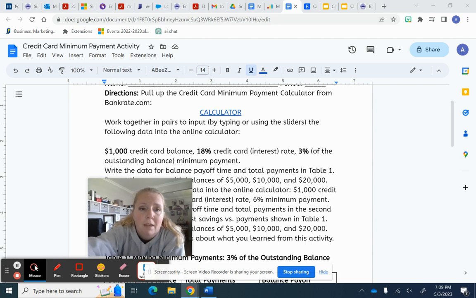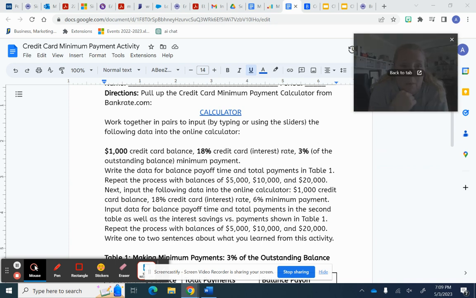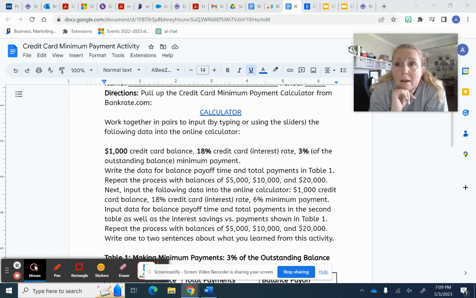So, to start out with, we have a $1,000 credit card balance and an 18% interest rate, which is actually really good right now. Most credit cards are like 25%. And we're saying the minimum payment they're asking us to pay is 3% of the outstanding balance. So to start with, that's what we're going to go with.